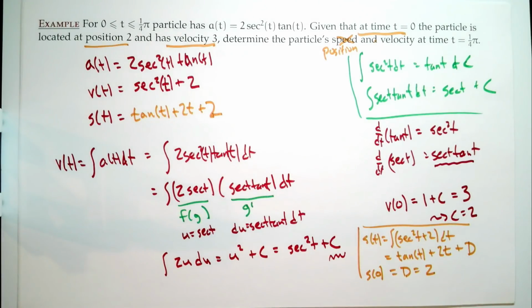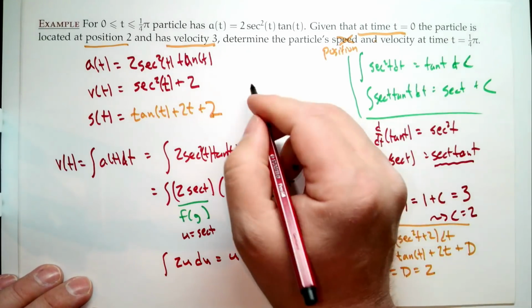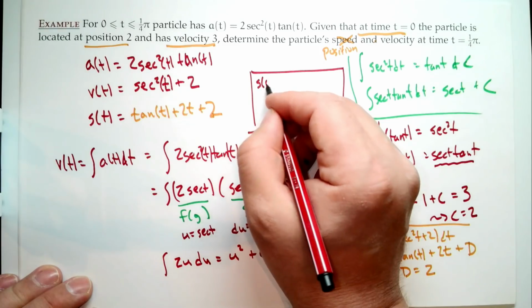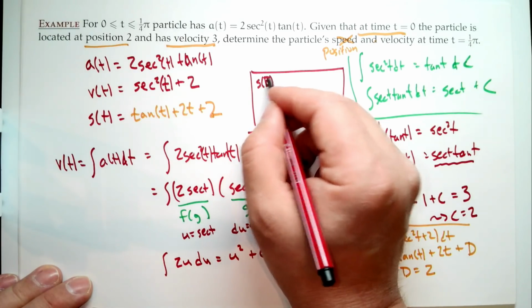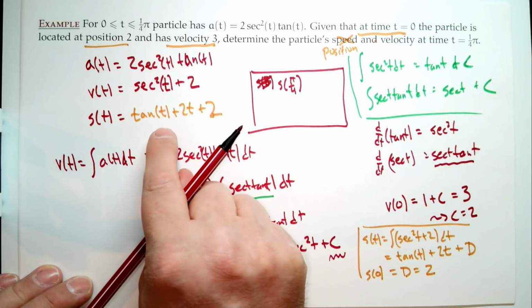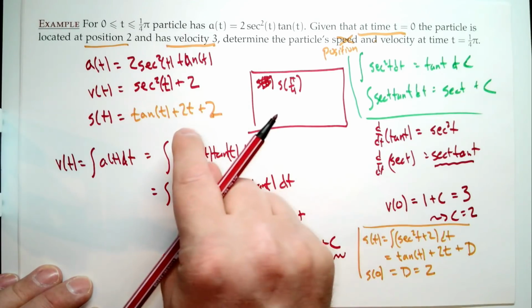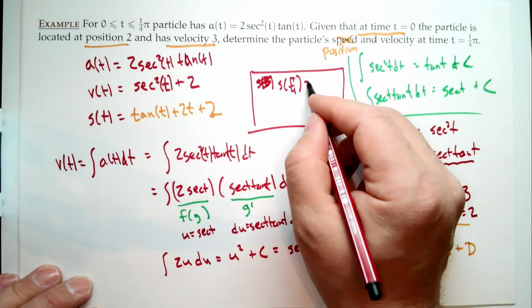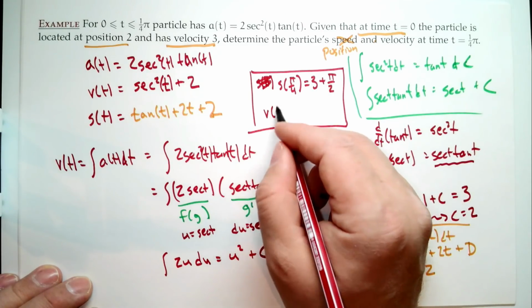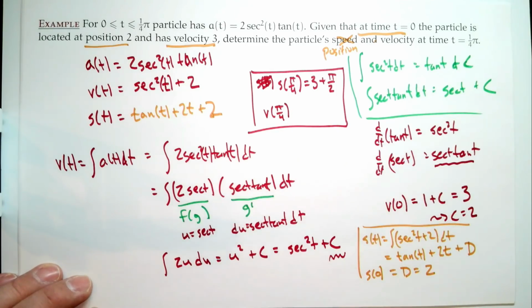Now, we're ready to answer the position and velocity at pi fourths. So, our final answer is going to go in here. Our position is, plug in pi, why did I plug in 0? Our position at pi fourths. Tangent of pi fourths is 1. This plus 2 makes 3. 2 times pi fourths is pi halves. 3 plus pi halves. Our velocity at pi fourths, well, secant of pi fourths, do you know that one?